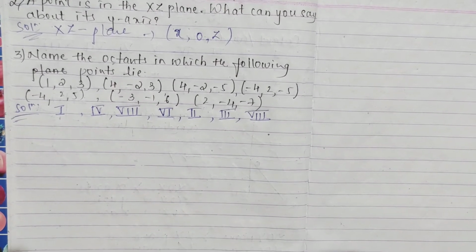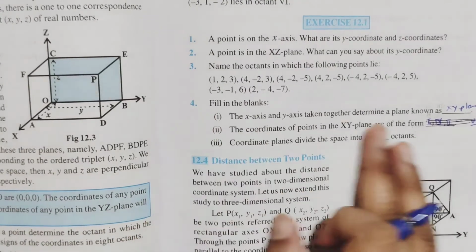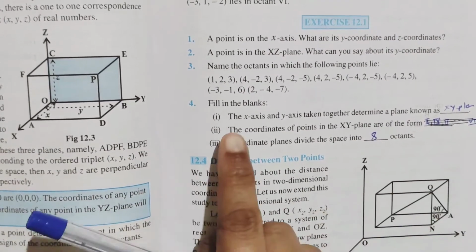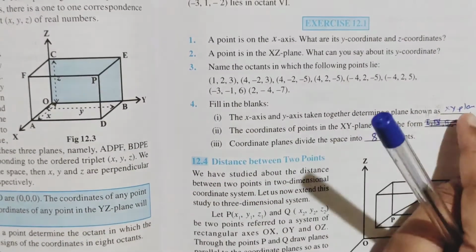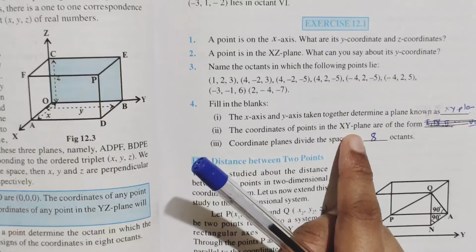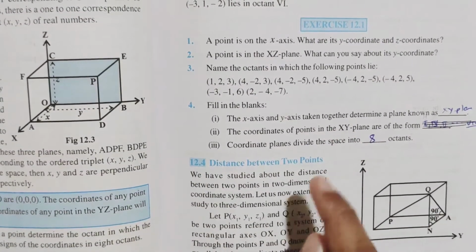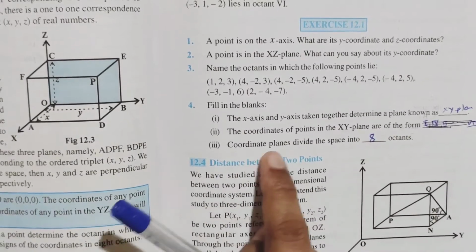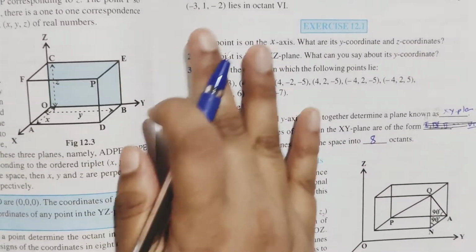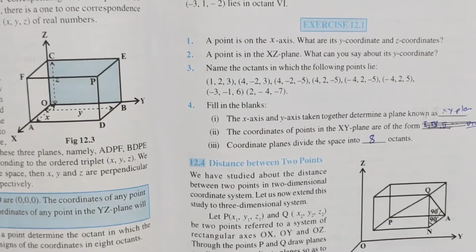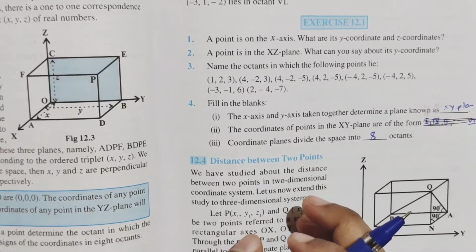Your fourth question is fill in the blanks, so fill it up. It's very easy. The x-axis and y-axis taken together determine the xy plane, right? Coordinates of a point in the xy plane will be what? On the z-axis it will be 0, so x and y remain as they are: x, y, 0. Coordinate planes divide the space into how many? 8 octants, right? So take it down, take it as your homework.